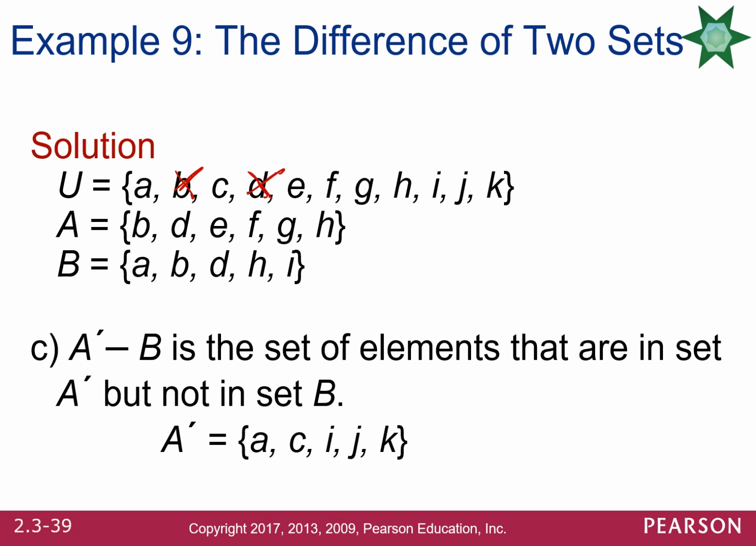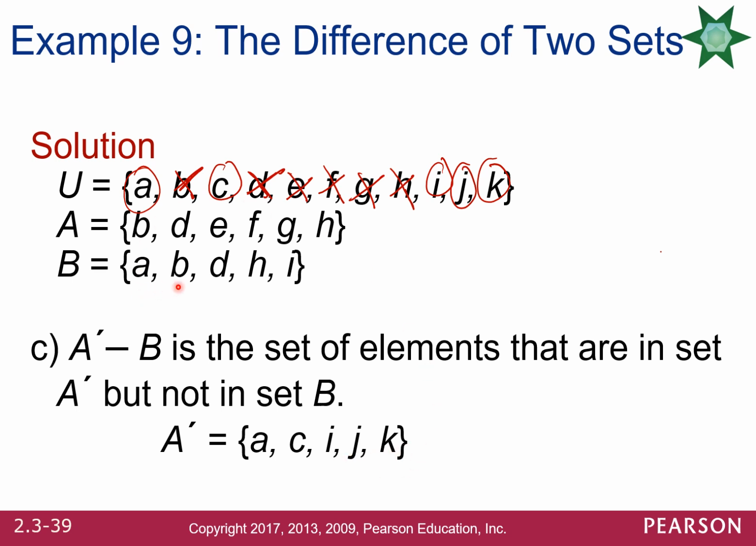And then E exists in A, so we'll cross that out. F exists, so we cross that out. G exists as well in A, we cross that out. And H exists also. We cross that out, and we are left with A, C, I, J, K, and that's what A naught is.